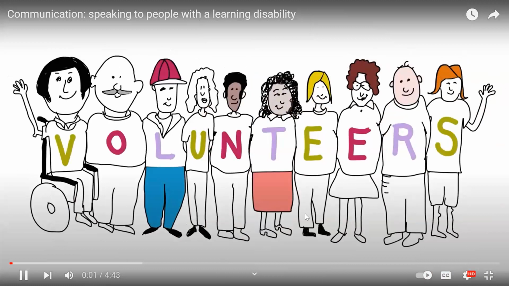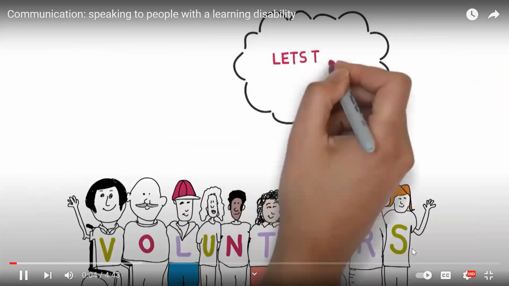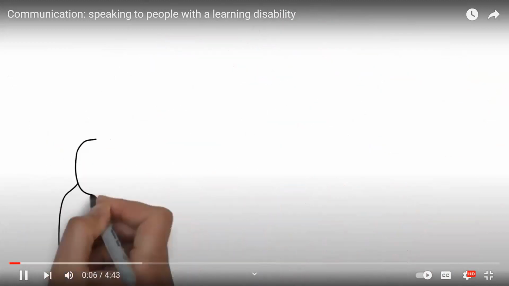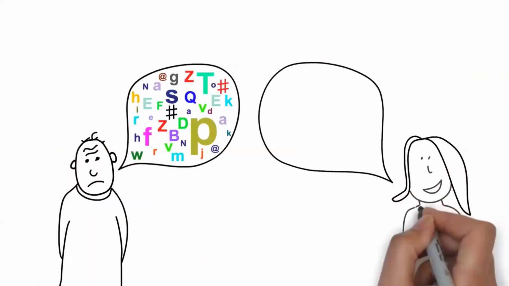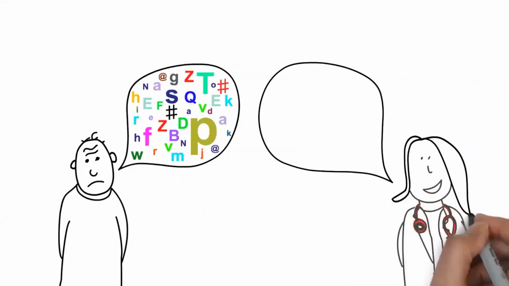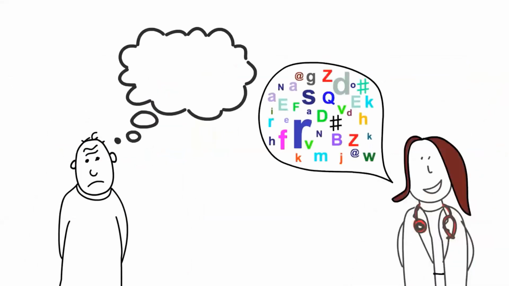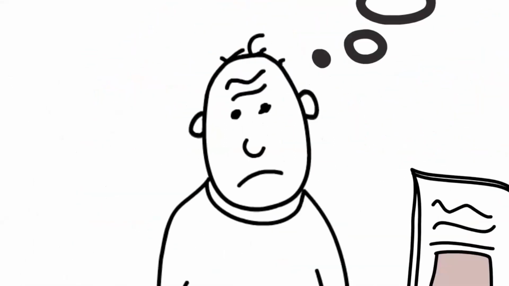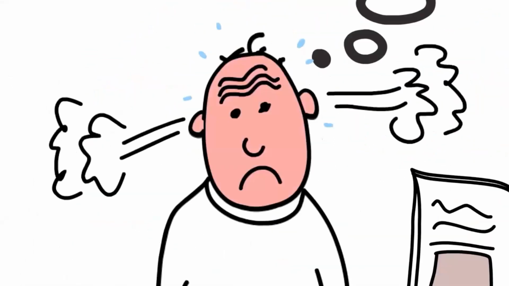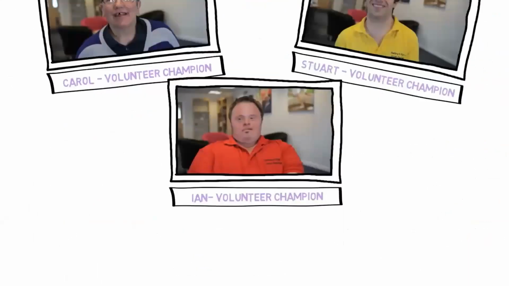This short film is about communication skills, okay? Having a communication need may include not being able to express yourself, not understanding information that is said to you, not understanding information that you read. We all know that bad communication is the main reason for problems, errors and distress. Volunteer champions Carol, Stuart and Ian will tell you more.